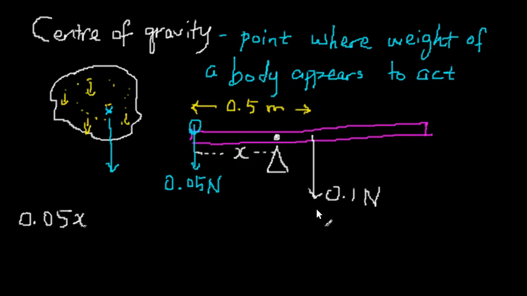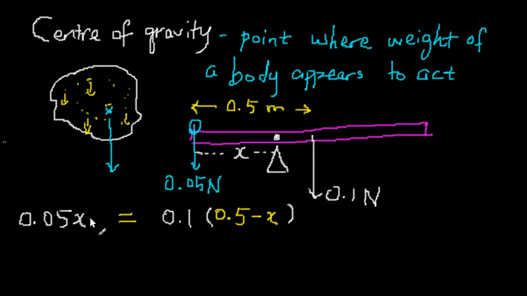Now it must be equal to the clockwise moment. That would be this force times this distance. So 0.1 Newton times, I'll just put it next to this number. This distance will be 0.5 meter minus x. So I'll put it in the bracket. 0.5 meters minus x. That's my clockwise moment from this force. And for this to be balanced, the clockwise moment must be equal to the anti-clockwise moment. And once we have written this down, well, we can solve for x.